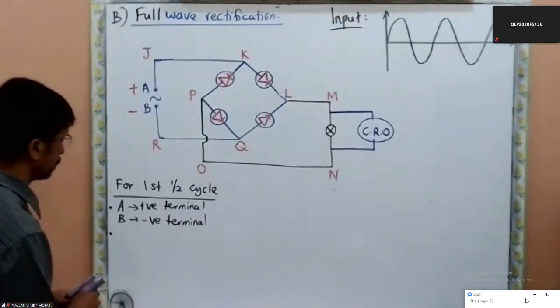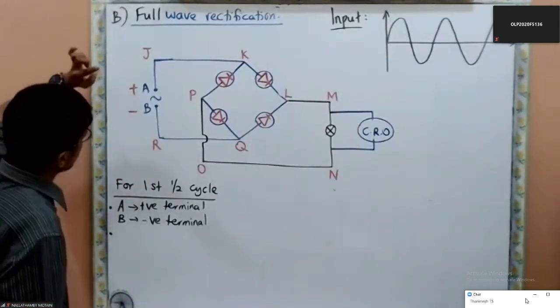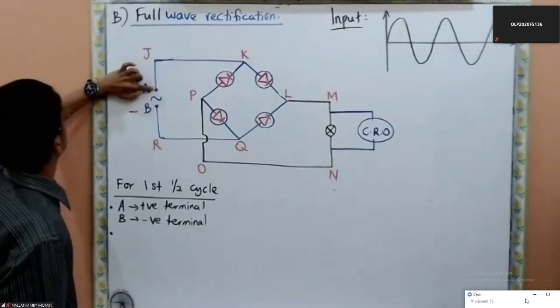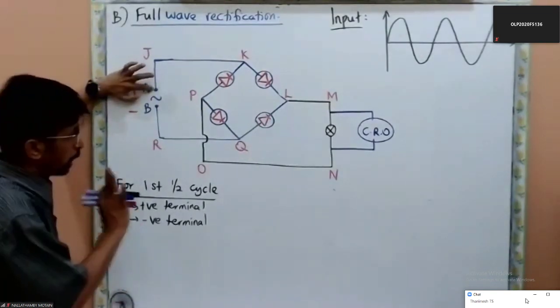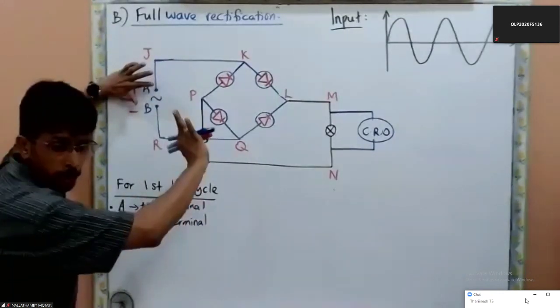A becomes the positive terminal, B becomes the negative terminal. Okay, so remember, all of you, listen. If the current starts to flow from A, never mind. Whatever I can teach over here, next week I will continue.